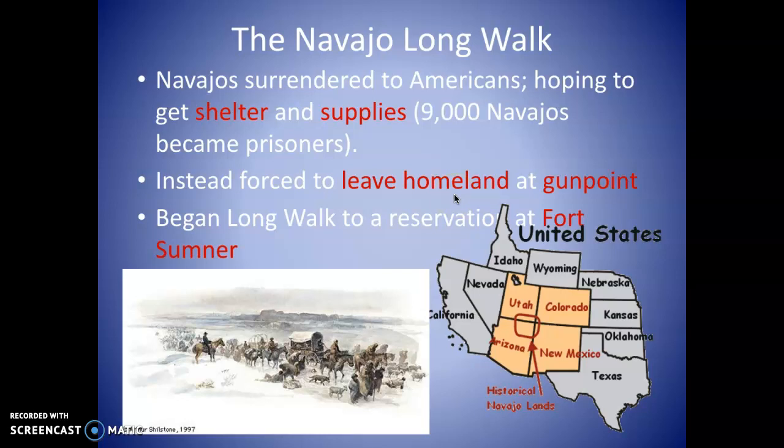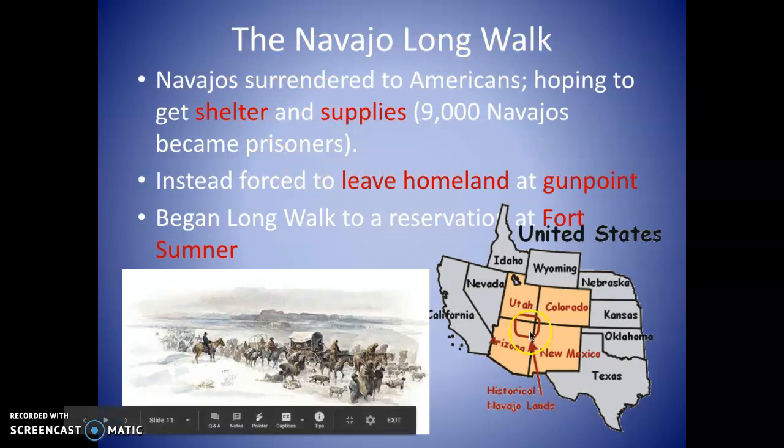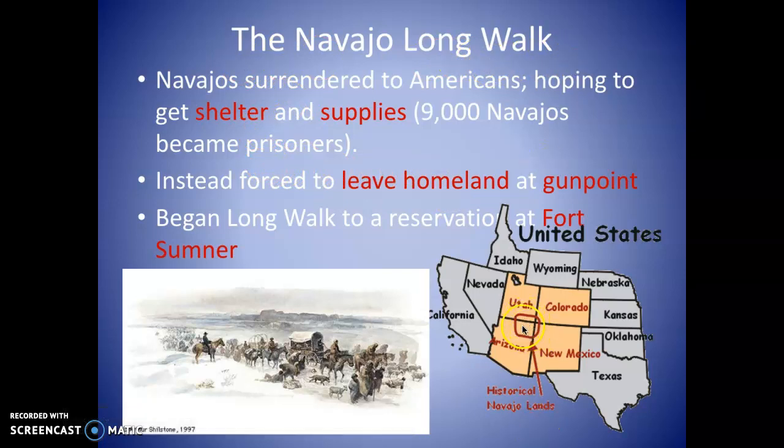This began their long walk to a reservation at Fort Sumner. This is known as the Navajo Long Walk. Here on this map, this area in red is to identify the historical Navajo lands. So historically, Navajo people were from the Four Corners area.